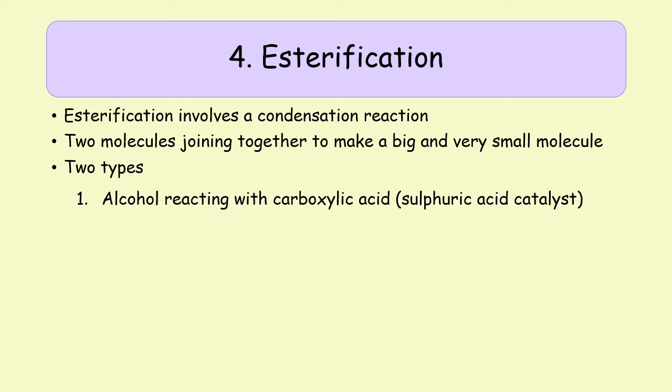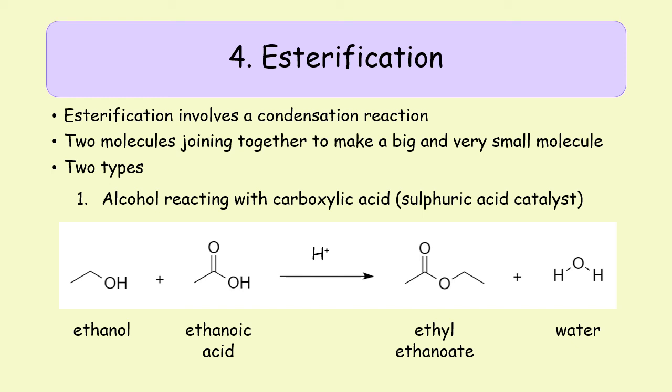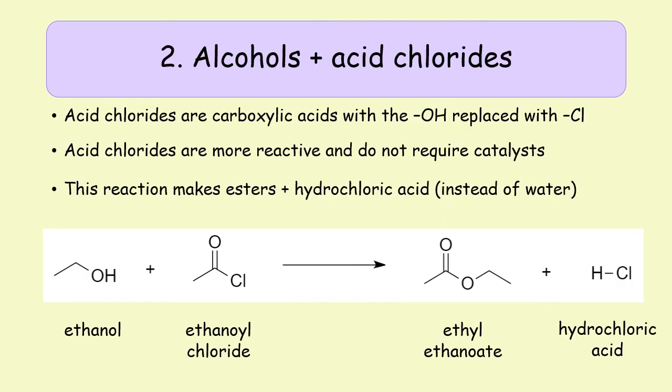So we've got our two types, or maybe it's on this slide actually. So you can react an alcohol with a carboxylic acid. For this reaction, you need a catalyst, you need strong sulfuric acid, and you will form your ester. Remember, when it comes to naming the ester, the first part of the name, the bit that ends in -yl, comes from the alcohol, and the second part, that bit that ends in -oate, comes from the carboxylic acid, and you will produce water.